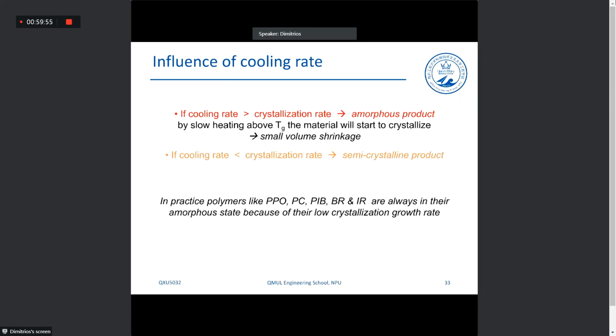So something very important now is how fast we cool down our melt in order to crystallize it. Because we say in order to induce crystallization, we have a molten polymer, and then we cool it down in order to create these crystalline regions. If the cooling rate is faster than the crystallization rate, what happens in this case? We do not allow the polymer to create this crystalline region because we cool it very fast. This process is called quenching.